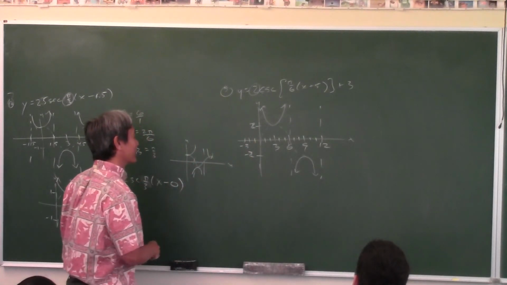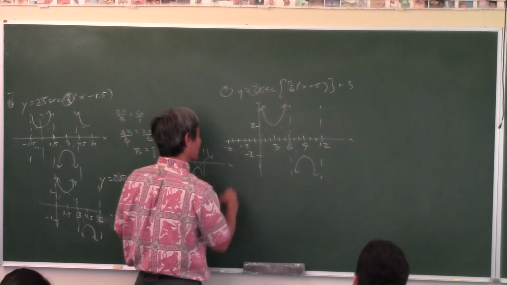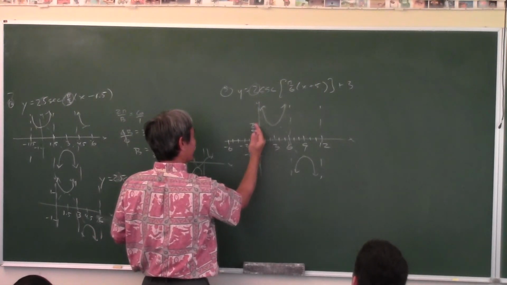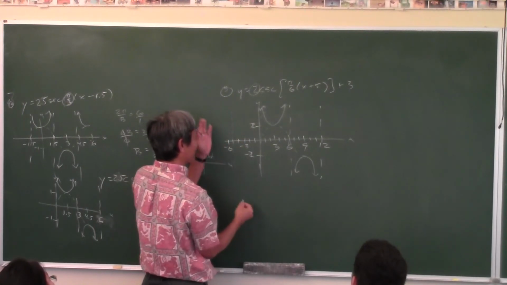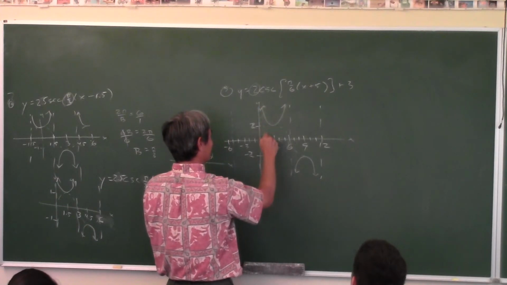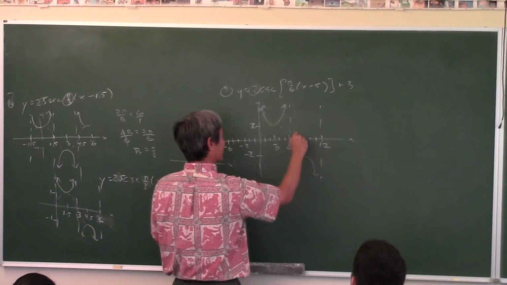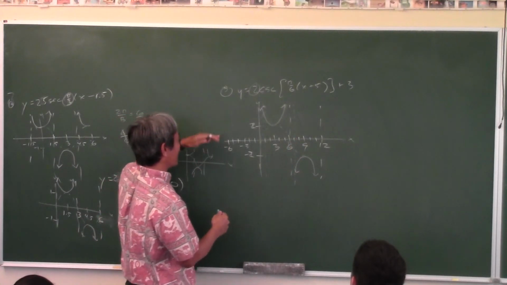Okay, shift everything 5 left, and we're going to need another one. There's negative 6. So this asymptote gets shifted 5 to the left, this is over here, and 3 up, but that's not going to affect it. This asymptote gets shifted 5 to the left. Then the graph goes 3 up.